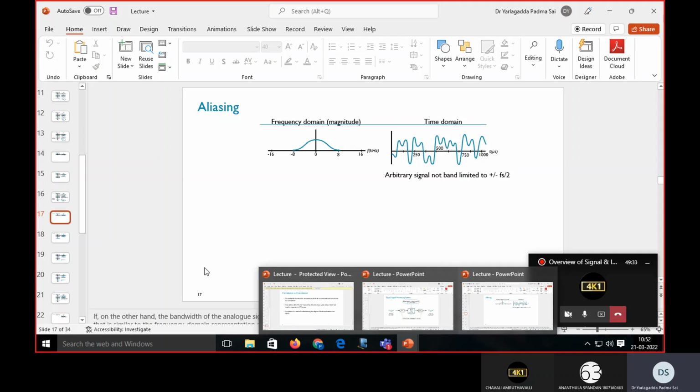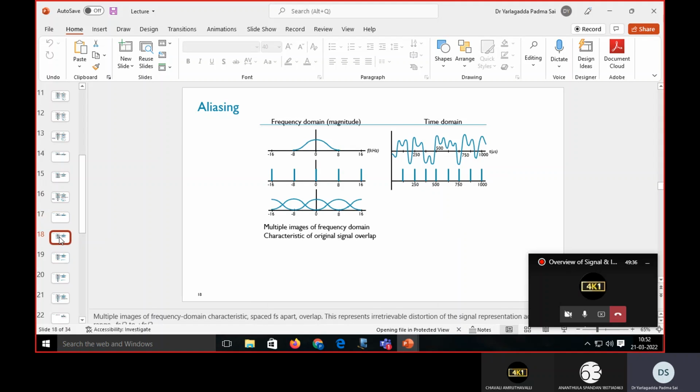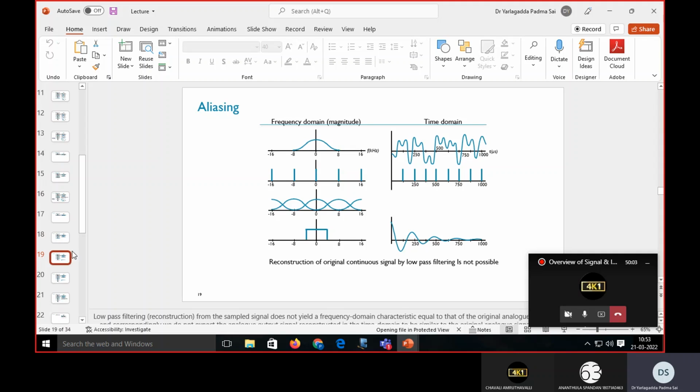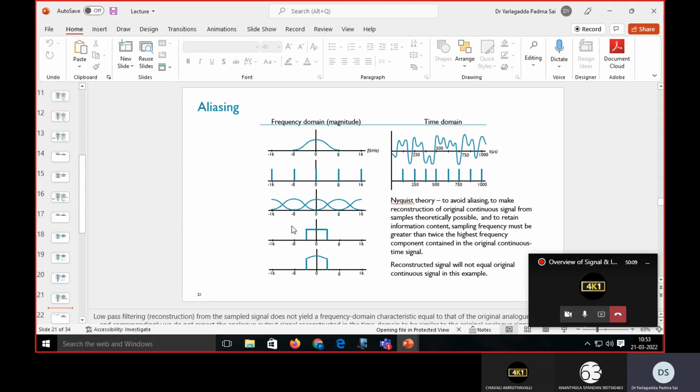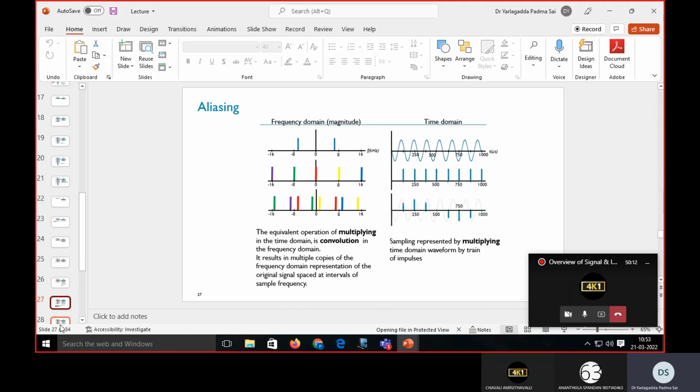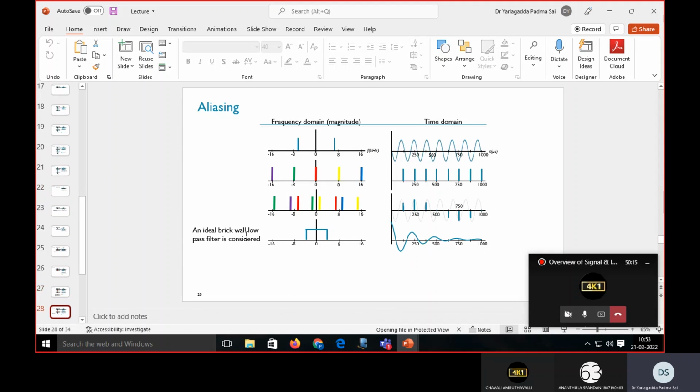All those things we discuss in ADSP. For the time being, the Fs minimum requirement is 2Fm, and that we call the Nyquist rate. If it is not satisfying that condition, we call that the aliasing effect. Because of aliasing, what is the problem? While transmitting you don't have any problem, but when you are recovering back your original signal, we are unable to recover your information. Some of the high frequency component information is missing. That is aliasing. Is it clear?